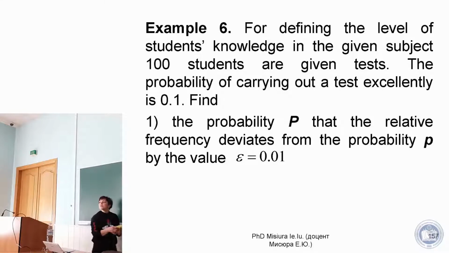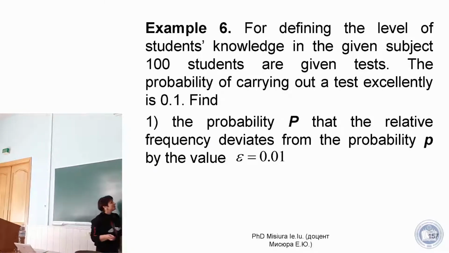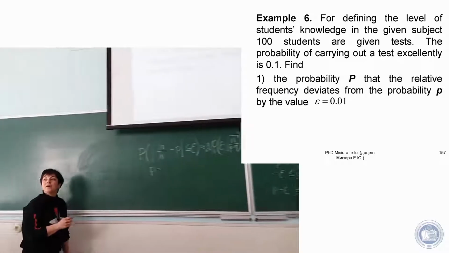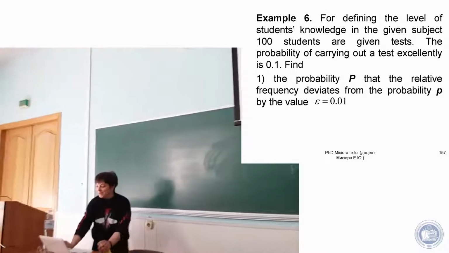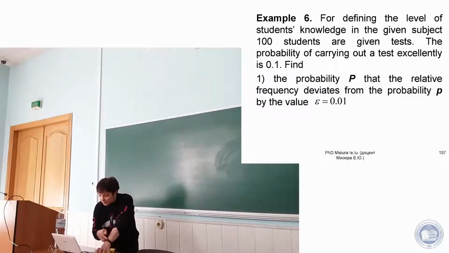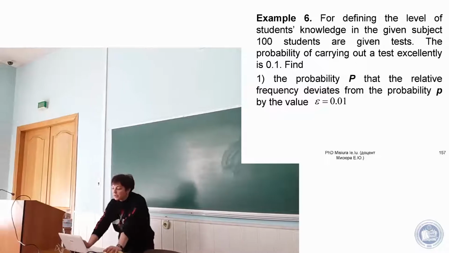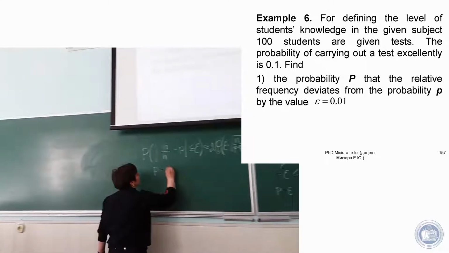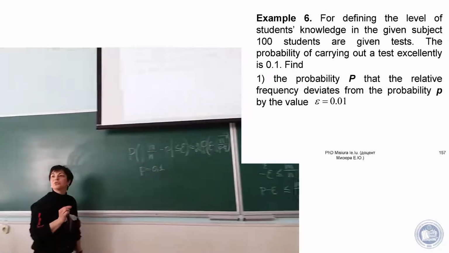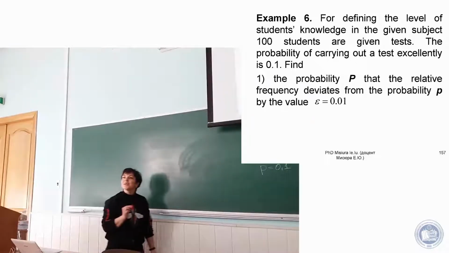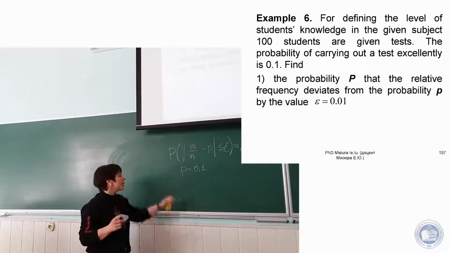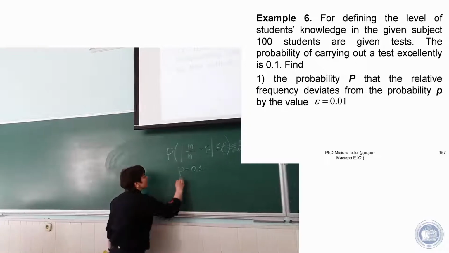Итак, определяем уровень студентов. Okay. Excellent test. The probability of carrying out a test excellently equals 0.1. It means you know constant probability. От чего уровень студента зависит, да? Хорошее у него настроение или нет, да? Хочет писать контрольную или нет. Поэтому у нас что бывает? Отклонение. Okay. Students, let's continue.